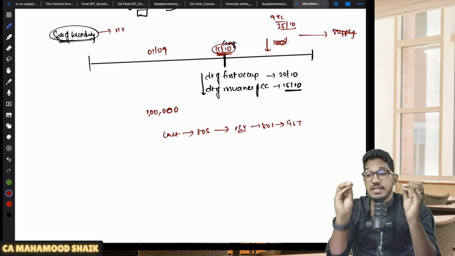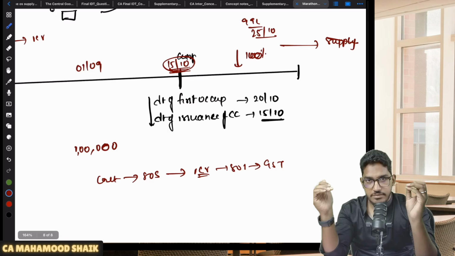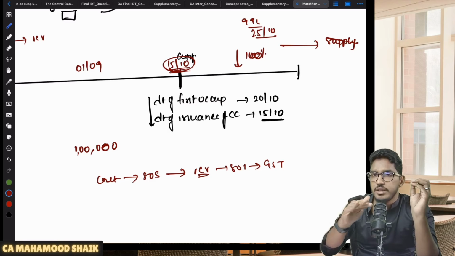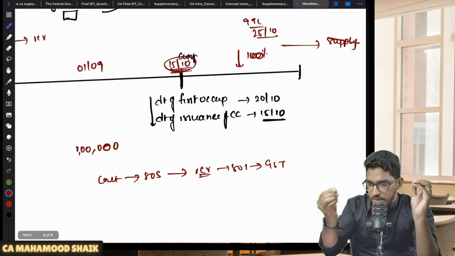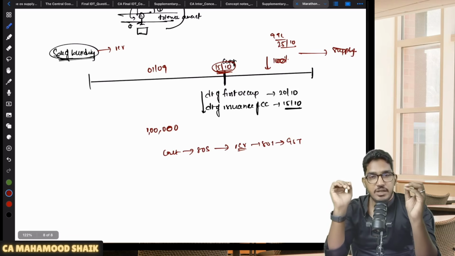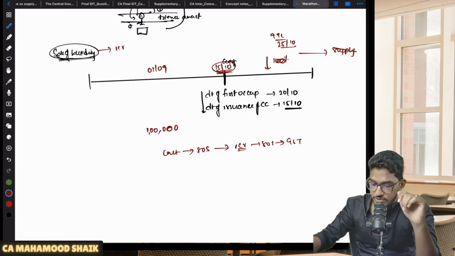Now you determine when the consideration is received. If the entire consideration is received after the cutoff date, it will not be treated as supply. Even if 1 rupee of consideration you have received before the cutoff date, the entire value will be considered as supply of service and GST will be applicable. Understood? So this you remember.